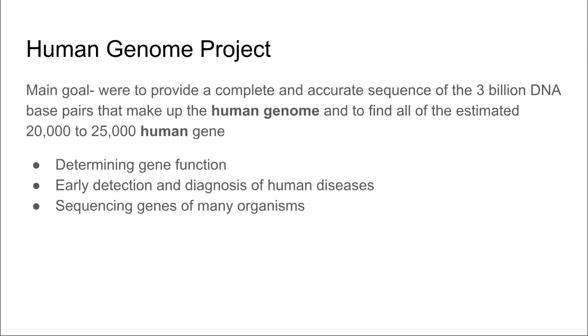So the Human Genome Project was one of the first large-scale genetic projects that was undertaken, and the main goal was the provision of a complete and accurate sequence of the 3 billion DNA base pairs that make up the human genome, and to find all of the estimated 20,000 to 25,000 human genes. They wanted to determine the gene function. It allowed for early detection and then diagnosis of human diseases, and then it was using this information to sequence genes of many organisms.